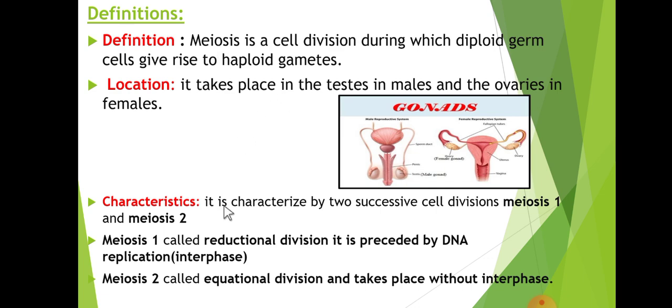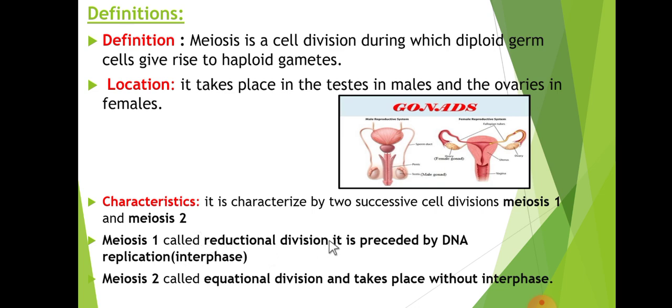What are the characteristics of meiosis? It is characterized by 2 successive cell divisions. So we have meiosis 1 and meiosis 2, which are successive cell divisions, meaning they happen one right after the other.